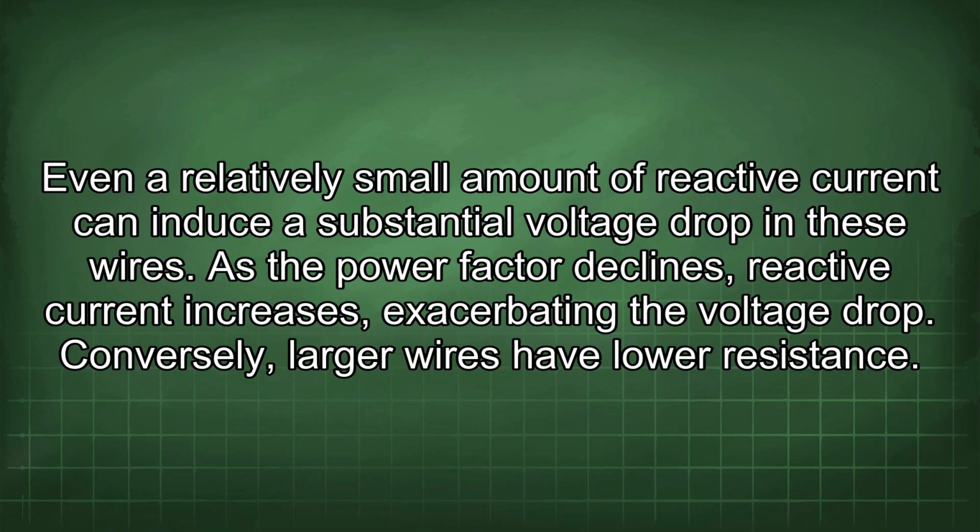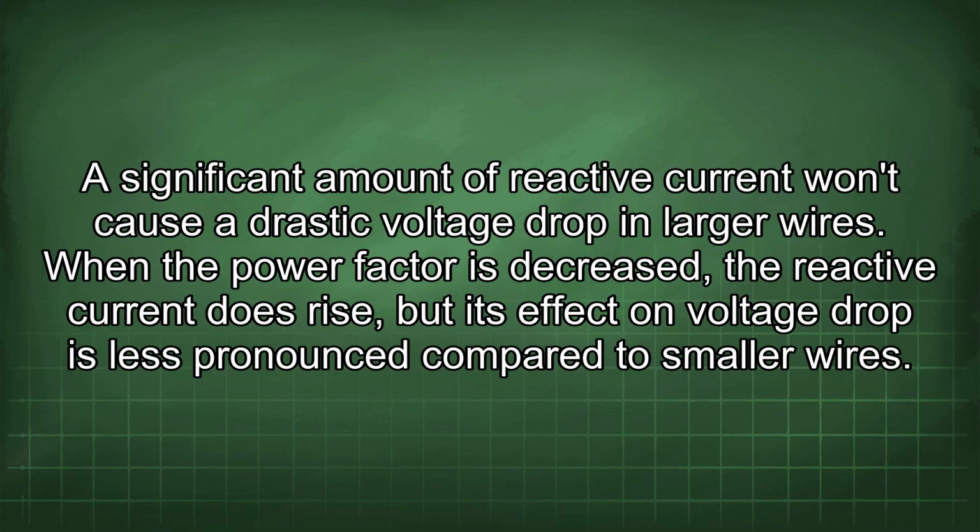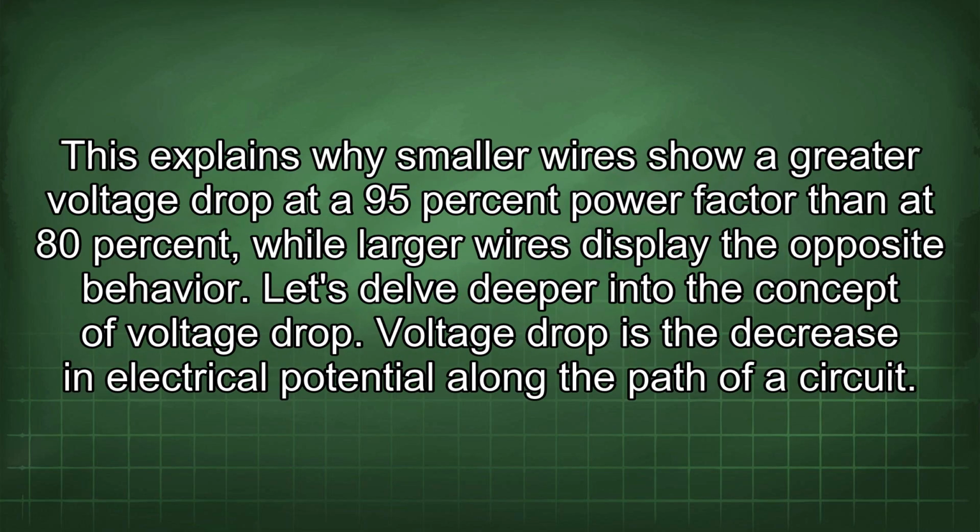Conversely, larger wires have lower resistance. A significant amount of reactive current won't cause a drastic voltage drop in larger wires. When the power factor is decreased, the reactive current does rise, but its effect on voltage drop is less pronounced compared to smaller wires. This explains why smaller wires show a greater voltage drop at a 95% power factor than at 80%, while larger wires display the opposite behavior.